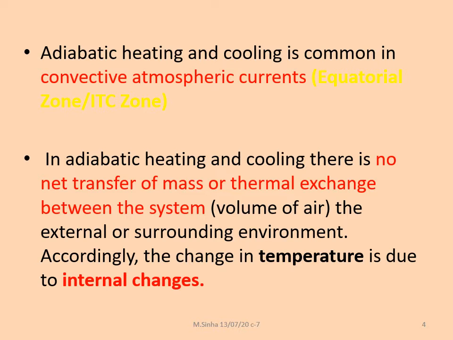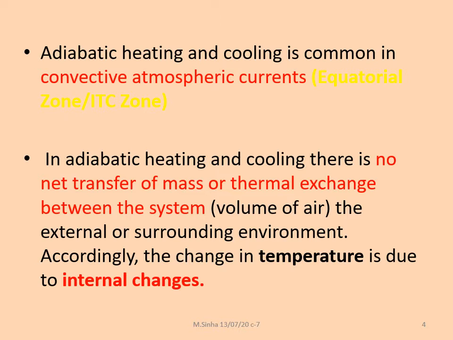Adiabatic heating and cooling is very common in convective atmospheric conditions. We are all familiar that convective precipitation is very common in the intertropical convergence zone, rather the equatorial zone, rather the doldrum zone. Throughout the year, this region receives high insolation. This doldrum zone is famous for convective currents.